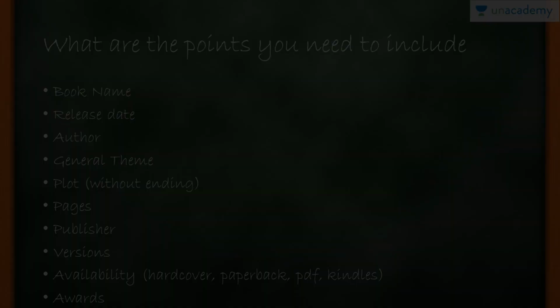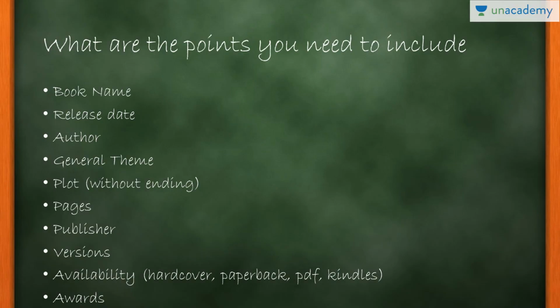So moving on, obviously the first thing that you need to see is the points that actually matter in a book review. They are the book name, when the book was released, the author's name, the general theme of the book, the plot. Obviously you can't give the ending away here like the movie. The number of pages in the book, the publisher, the versions of the book, the availability of the book. This includes if the book is available in hardcover or paperback, and nowadays you even have Kindles and PDF, and also the awards that it has won. Now let's just see point by point here.